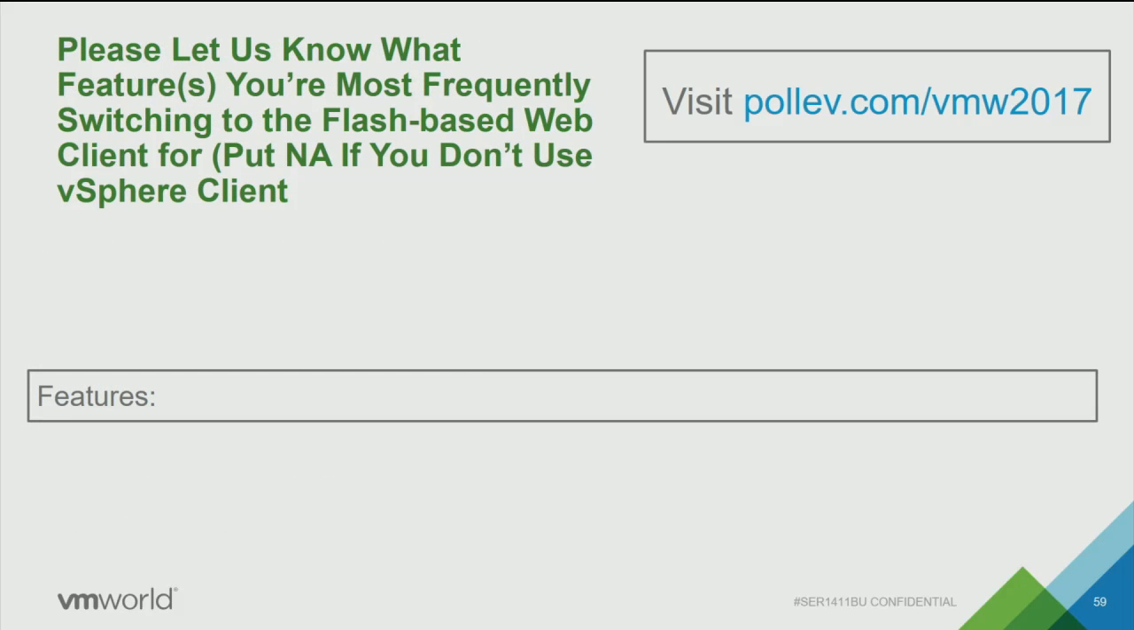So here, tell us what's missing. Tell us what's making you go back to that client. You can type in anything you want. You're probably going to end up typing VUM. You're probably going to end up typing SRM, NSX, vSAN. These are all very common. If they're third-party plugins that you're reliant on the Flash client, write those in.